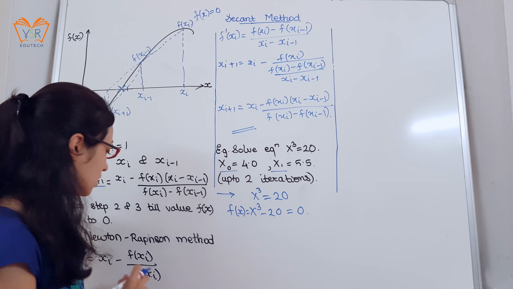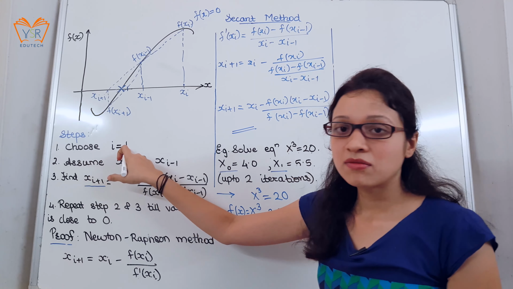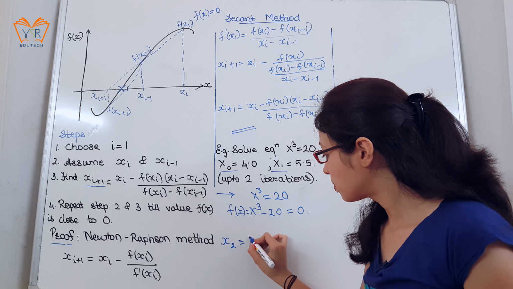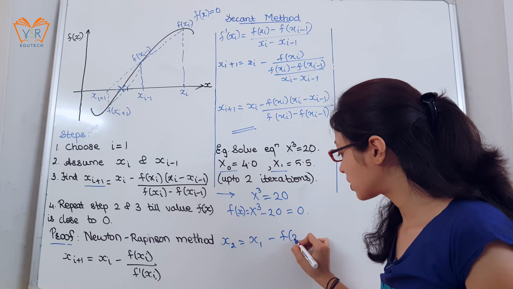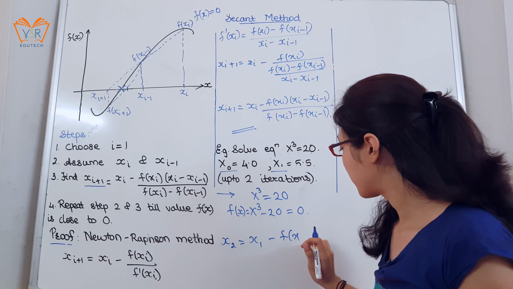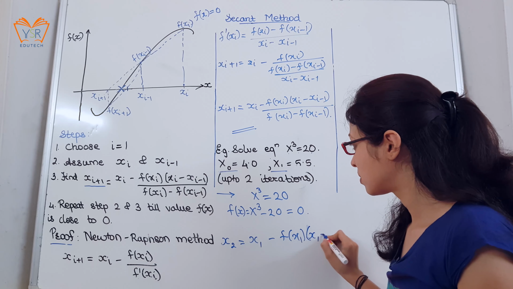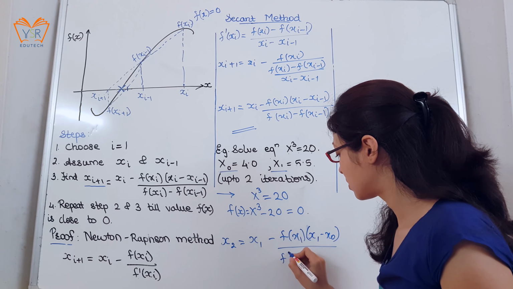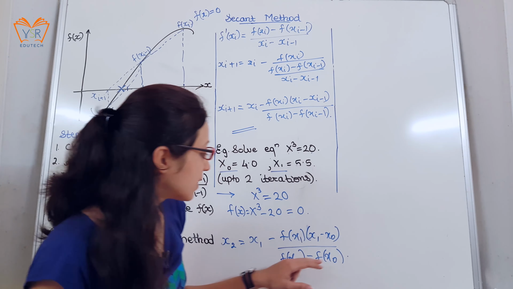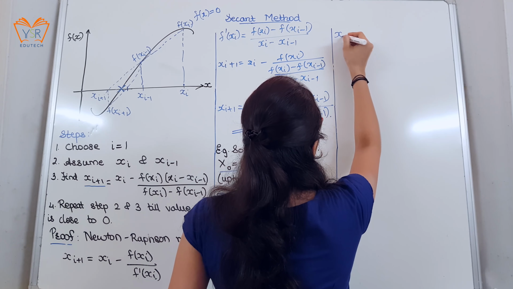So we have the formula of the secant method here. The first step is choose i equal to 1. If we substitute i equal to 1, the formula will be x2 is equal to x1 minus f of x1. This is the formula of the secant method. Now we have the value of x0, we have the value of x1. So we will find the value of x2.